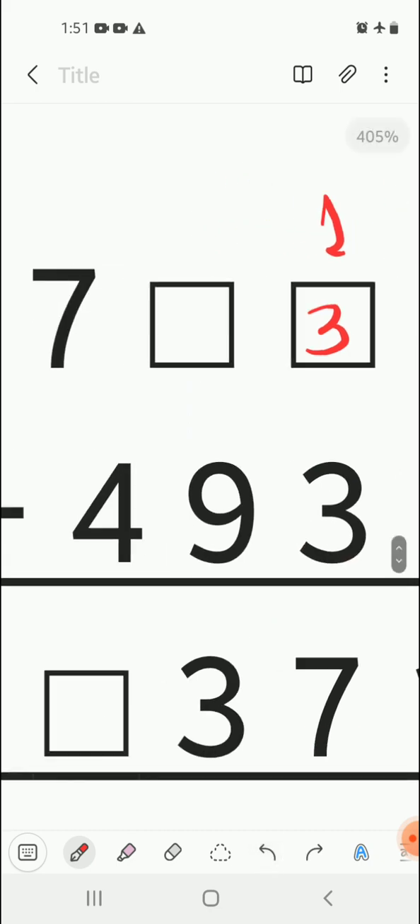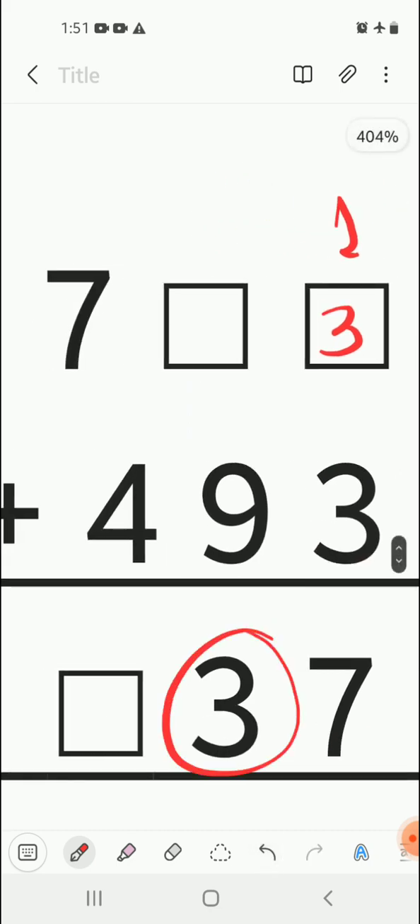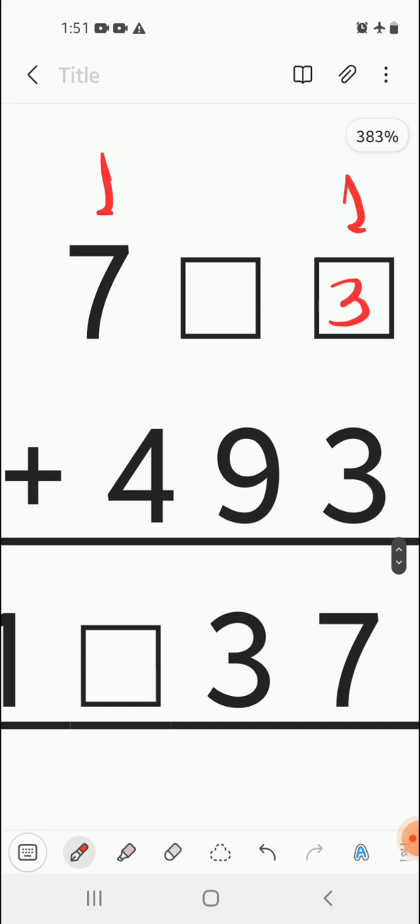Next, 9. Over here there is 3. 9 plus something can't be only 3. It must be 13. So 1 carried here. 9 plus what is 13? We have to think 9 plus something is 13, which is 4. So we're going to write 4 here. So it is 13.